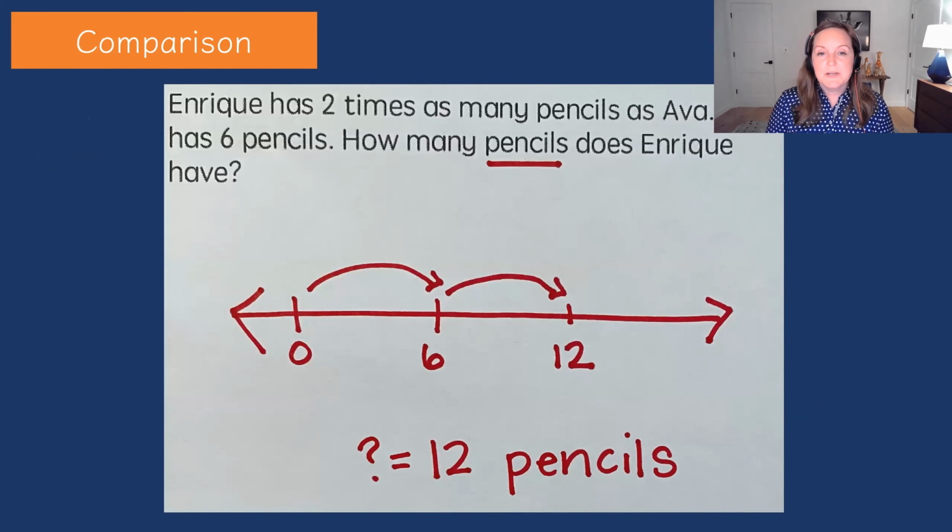Here is a worked comparison problem. Here we're figuring out the pencils for Enrique. So Enrique has 2 times as many pencils as Ava. Ava has 6 pencils. So we show those sets of 6. One set of 6 is from 0 to 6. The second set of 6 is from 6 to 12. So Enrique has 12 pencils.